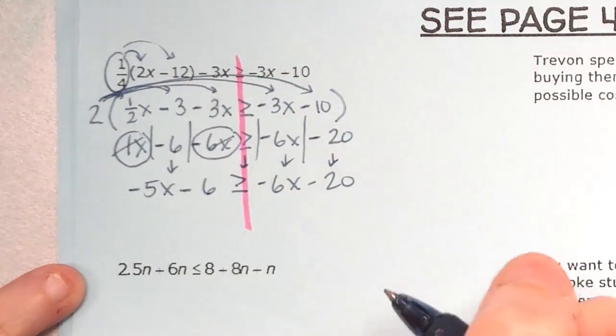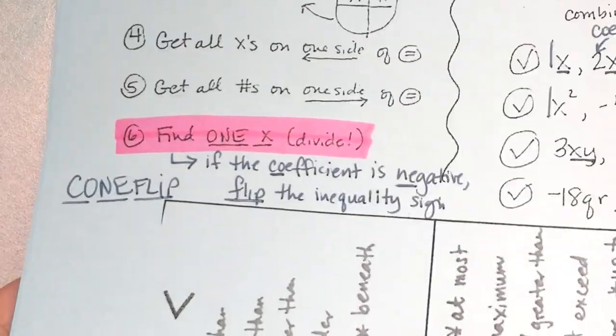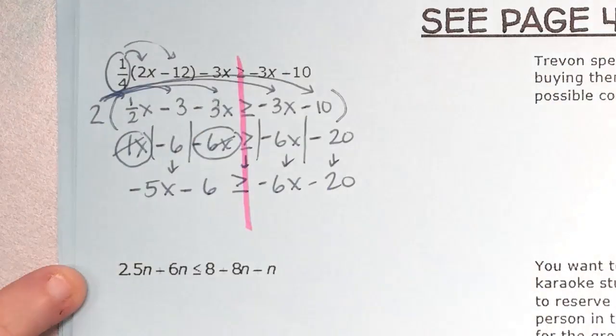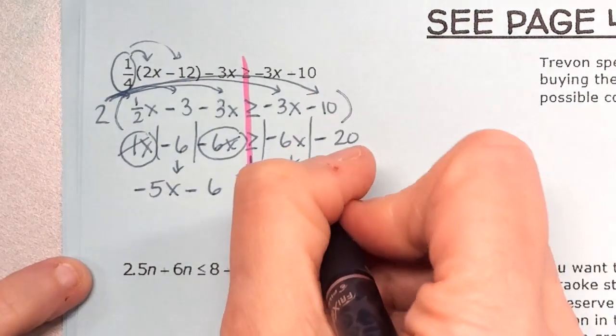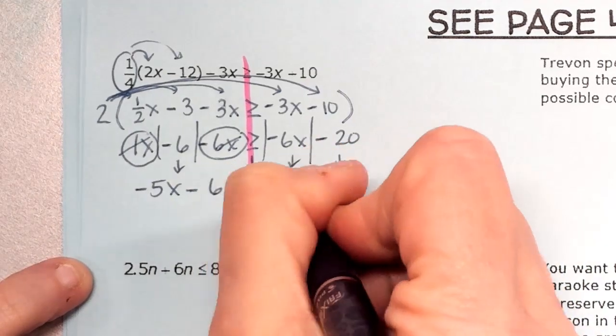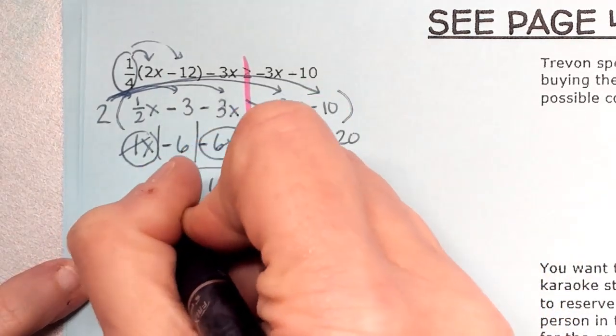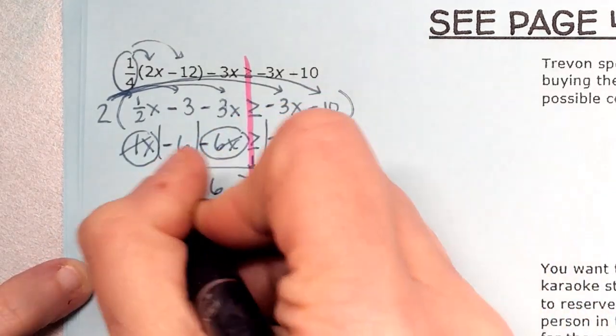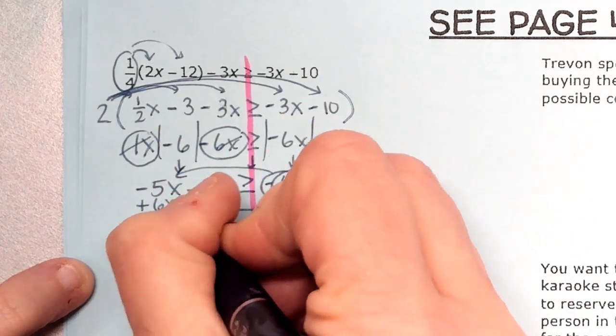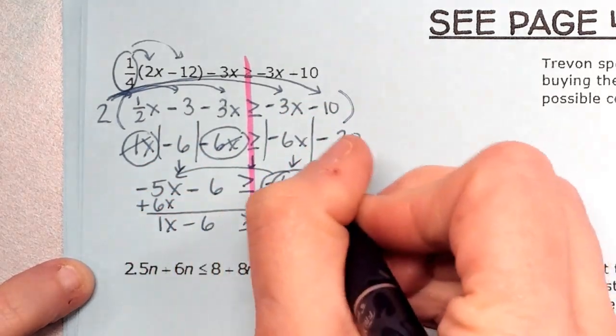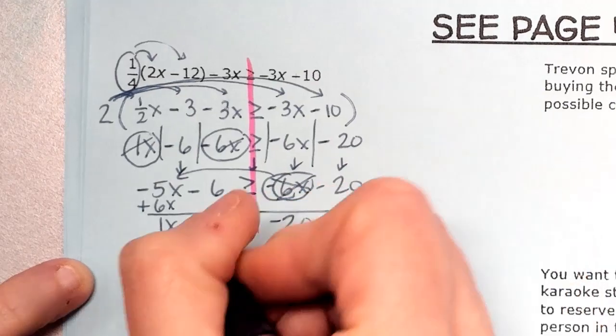Okay? Now I'm at the part where I'm going to get all my x's on one side, and I like my x's to be on the left. So I'm going to move this negative 6x over here, and it becomes positive 6x. That leaves me 1x minus 6 is greater than or equal to negative 20.